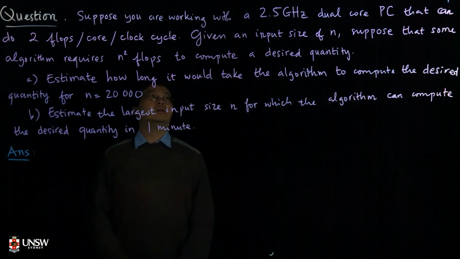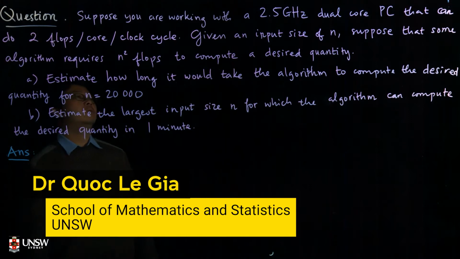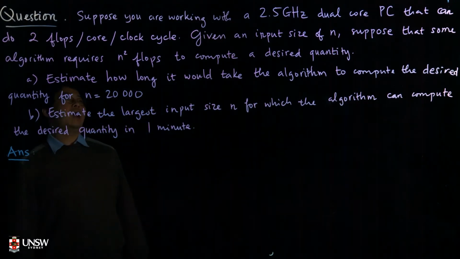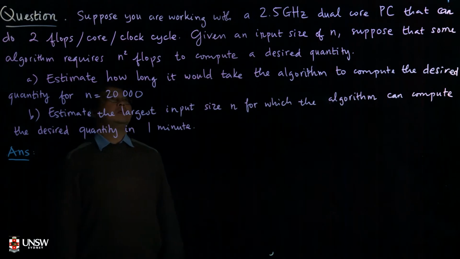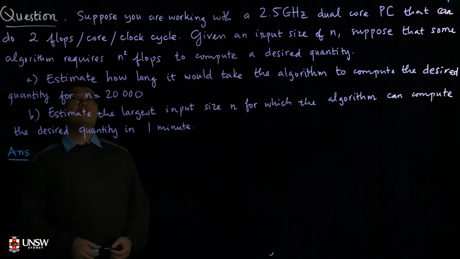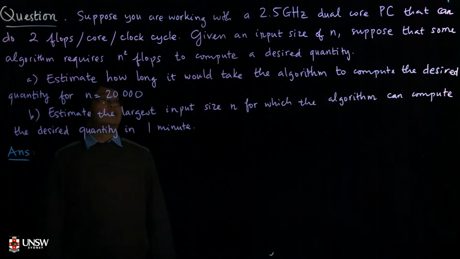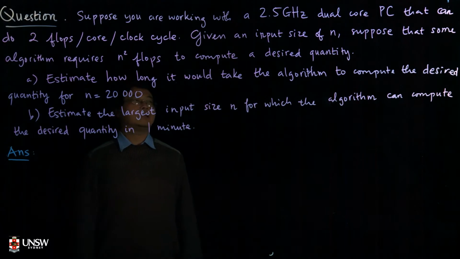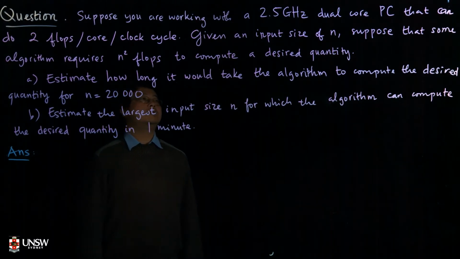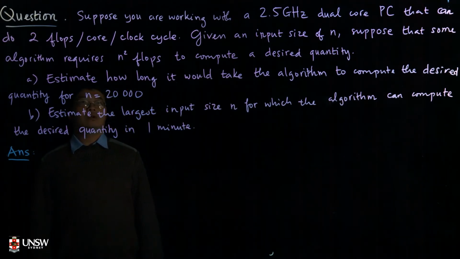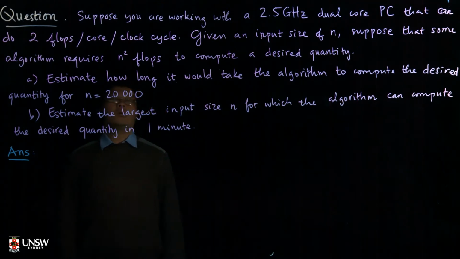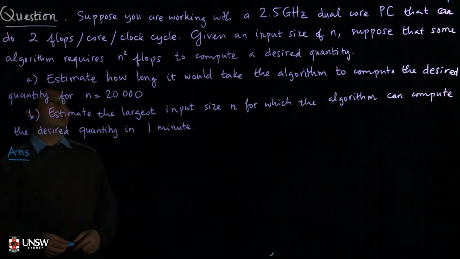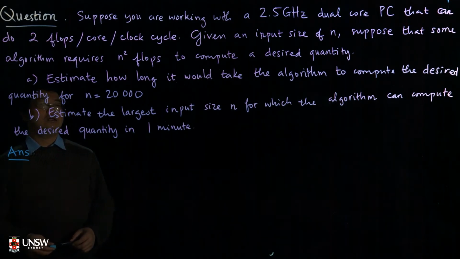Okay, so we are going to talk about how to estimate how long it would take an algorithm to compute some quantity. Suppose you have a dual core PC, 2.5 gigahertz, that can compute two floating point operations per core per clock cycle. And suppose you have an input size of n, like n data points, or a vector of n entries, and you have an algorithm that requires n squared floating point operations to compute the quantity. So the question asked is, how long does it take to compute the quantity for n equals 20,000?